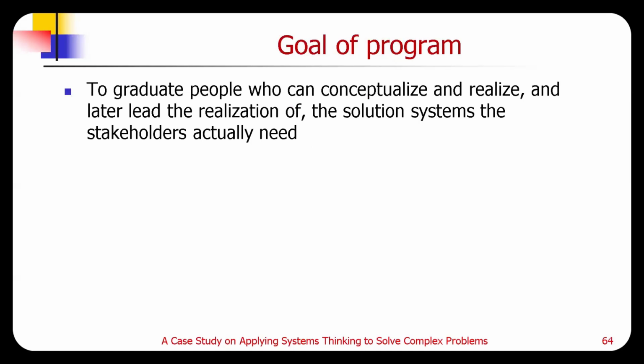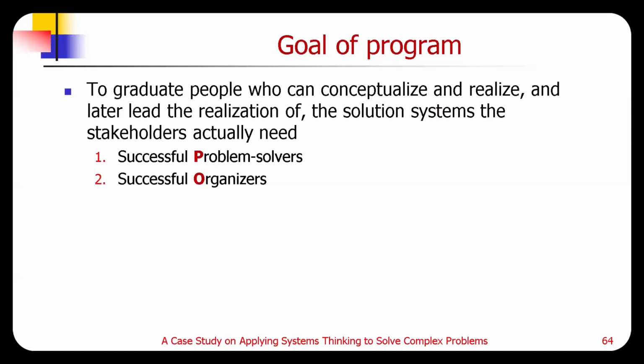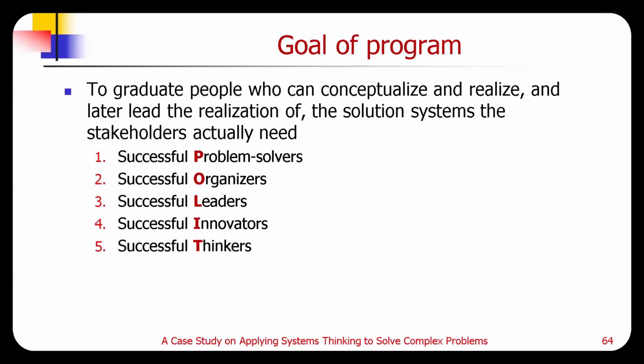So coming back to the research, the goal of the program is to graduate people who can conceptualize and realize, and later lead the realization of the solution systems the stakeholders actually need. People in the program would be at different levels of the organization, so not everybody is running the project. They have to be able to develop the reputations for success to be able to be promoted into those leadership positions. So we can characterize them as successful problem solvers, successful organizers, successful leaders, successful innovators, successful thinkers, and successful entrepreneurs once they get into the upper management levels of the organization.